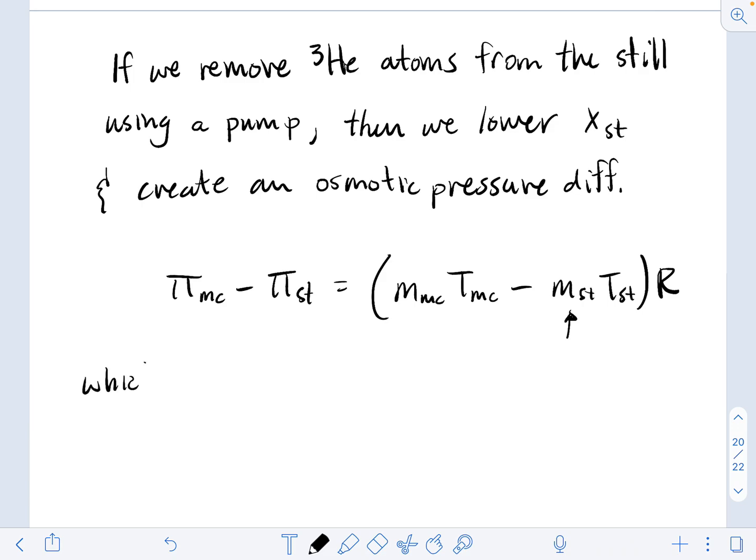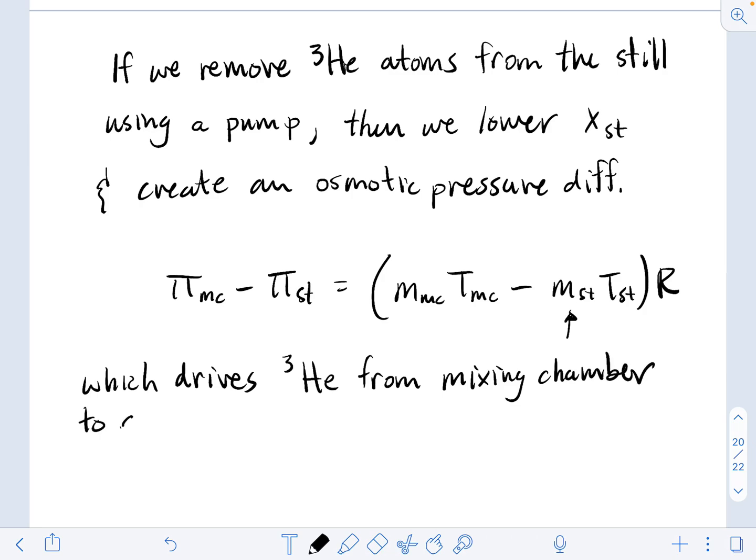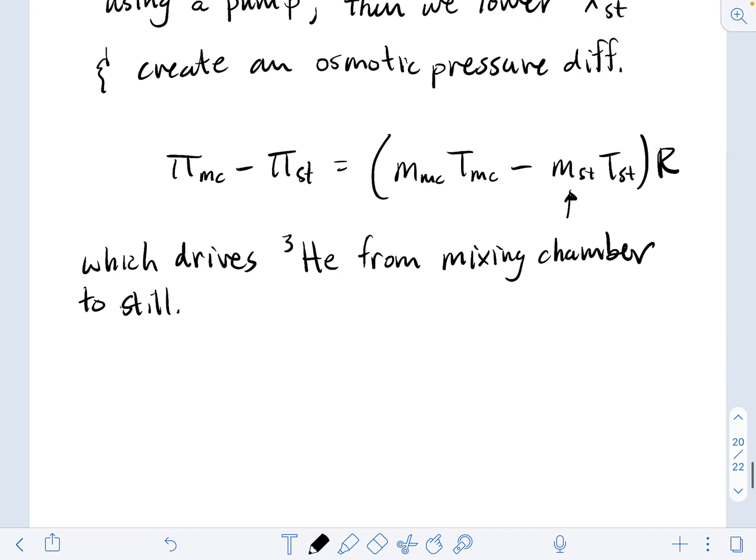And so this pressure difference drives helium-3 from the mixing chamber to the still. But of course, if we take helium-3 out of the mixing chamber and push it up to the still, then we have a lower concentration of helium-3 in the dilute phase of the mixing chamber. And that's going to cause helium-3 from the concentrated phase to cross the phase boundary and enter the dilute phase, and that's where our cooling comes from.